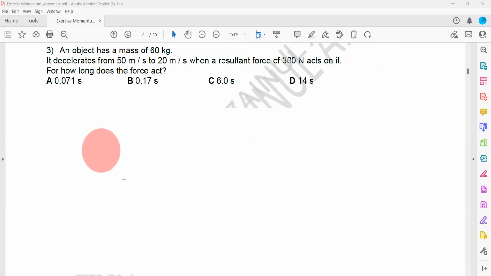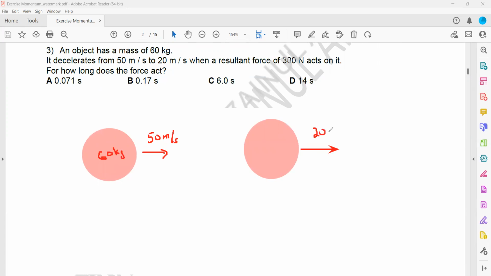So an object is there which is having a mass of 60 kilogram. This object is moving at a speed of 50 meters per second. It changes the speed because it decelerates, the force is opposing the motion. So it slowed down to 20 meters per second. The mass does not change, for a resultant force of 300 Newton. So how long does it take?